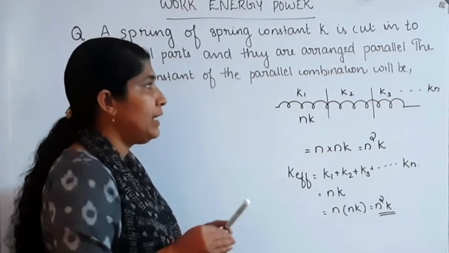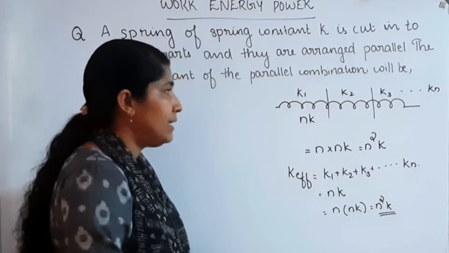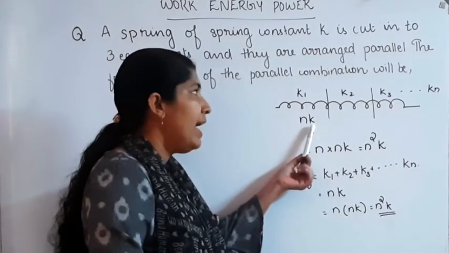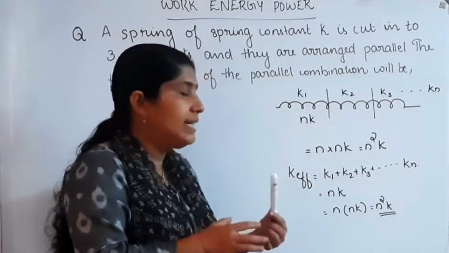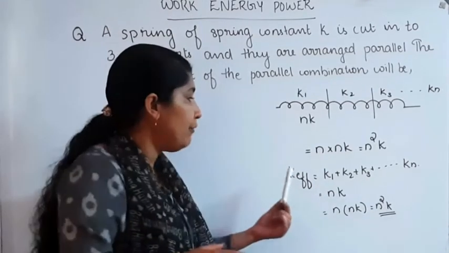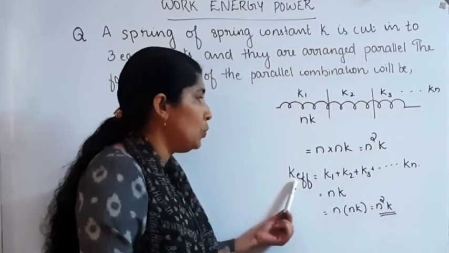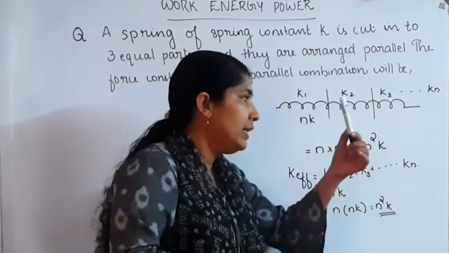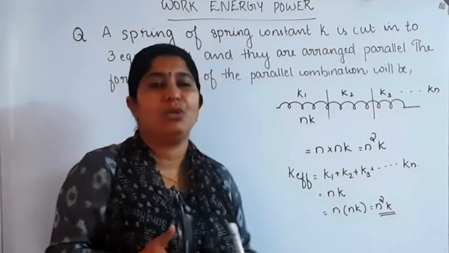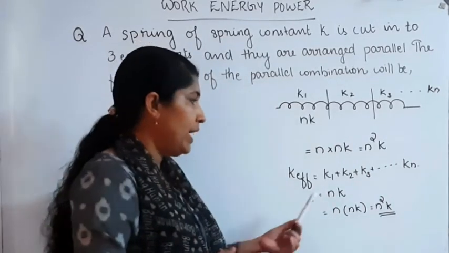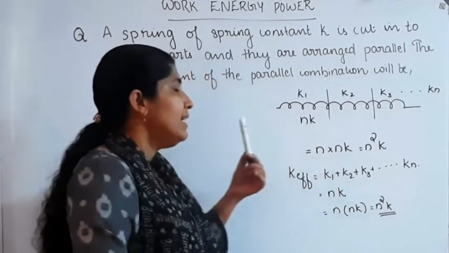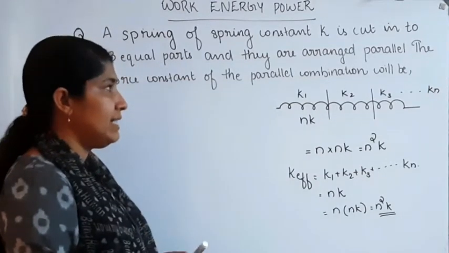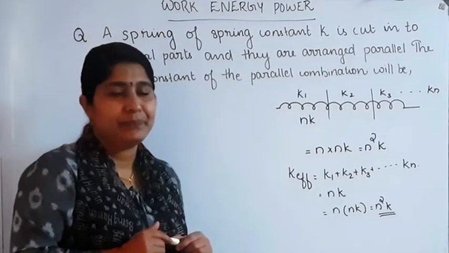The total spring constant of the spring is k. When it is cut into n equal parts, the spring constant of each part is equal to n into k. And when they are connected in parallel manner, the effective spring constant is nk plus nk plus nk plus etc. to n times, that's equal to n square k. So n square k is the spring constant when they are connected in parallel.